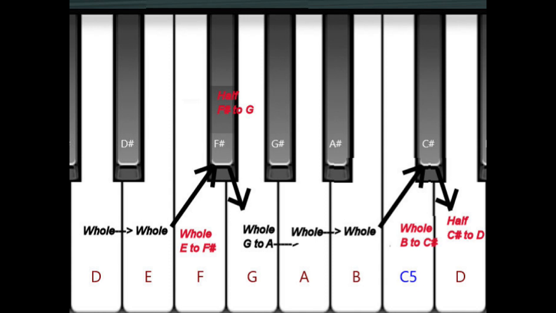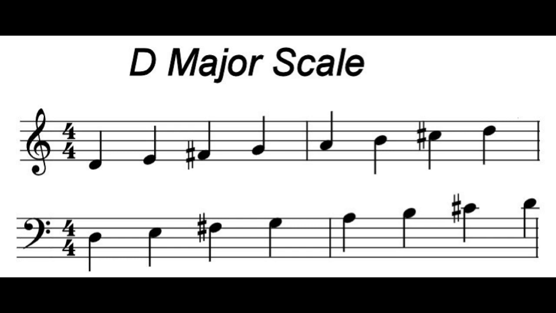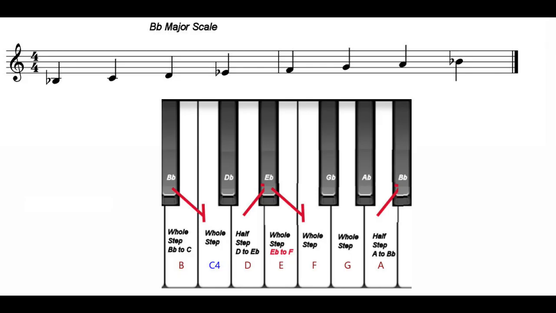So here's the major scale that starts on D. D, E, F sharp, G, A, B, C sharp, D. Whole step, half step, whole step, half step. Let's look at flat keys. Bands love flat keys, so let's see how a major scale looks in B flat.